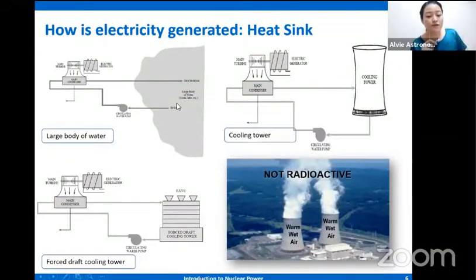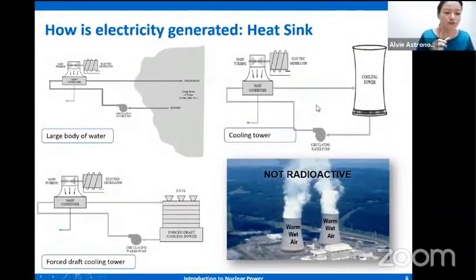Now, what if you don't have a large body of water? Is it not possible to have a nuclear power plant anymore? It's still possible. In that case, you can build a forced draft cooling tower, where the outgoing hot steam is literally cooled by fans so that it will be condensed. So that's the forced draft.